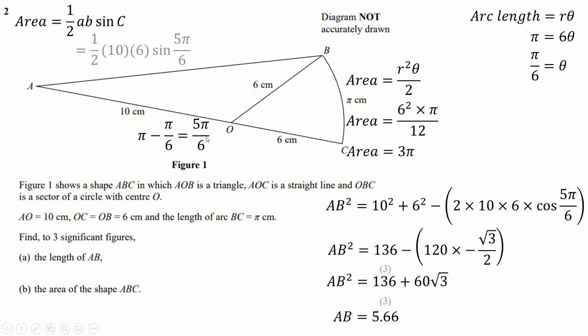C is 5 pi over 6. Sine of 5 pi over 6 is the same as sine of pi over 6, again thinking about the symmetry of the sine graph. So that's just going to be equal to a half. A half times 10 is 5, 6 times a half is 3, put them together and you get 15. It doesn't say how to leave the answer, but since I'm a pure mathematician, I'm going to leave it as 15 plus 3 pi. If you left it as whatever decimal that equals, then great.